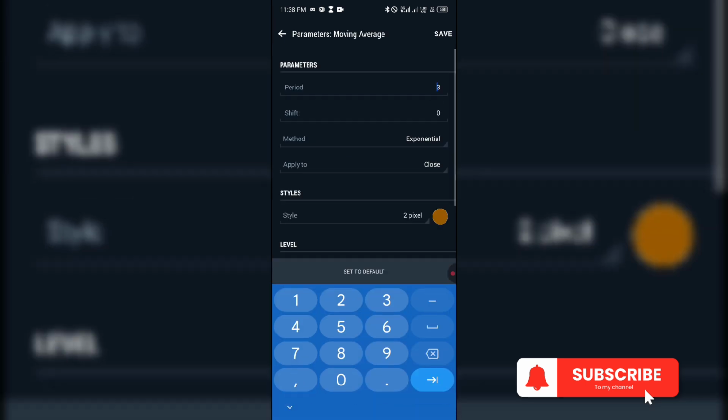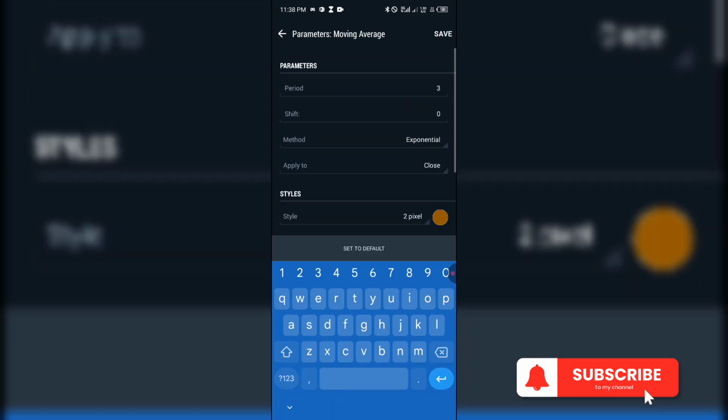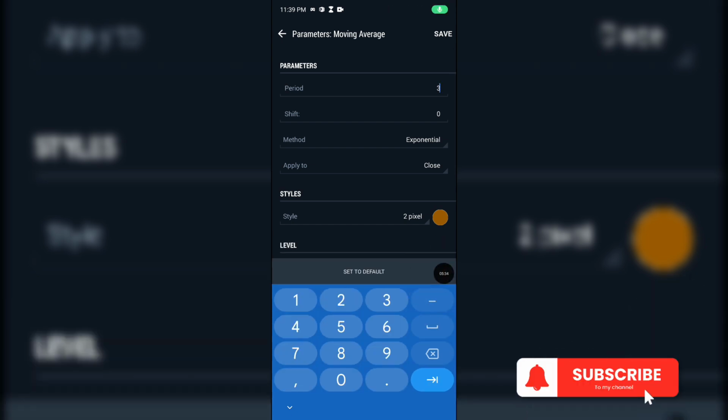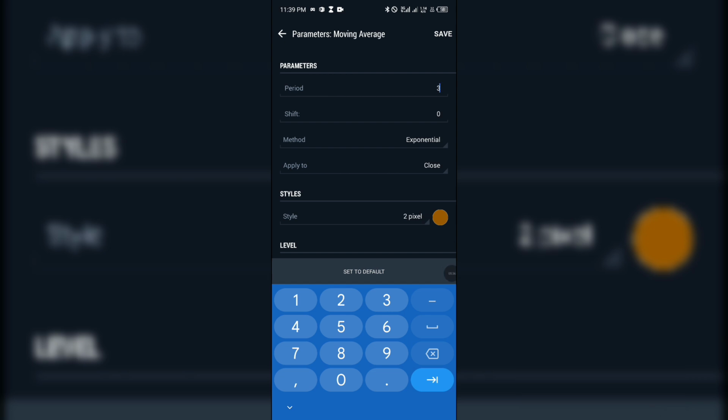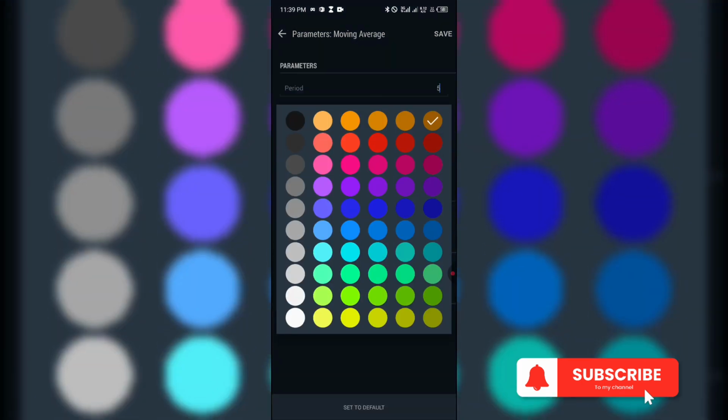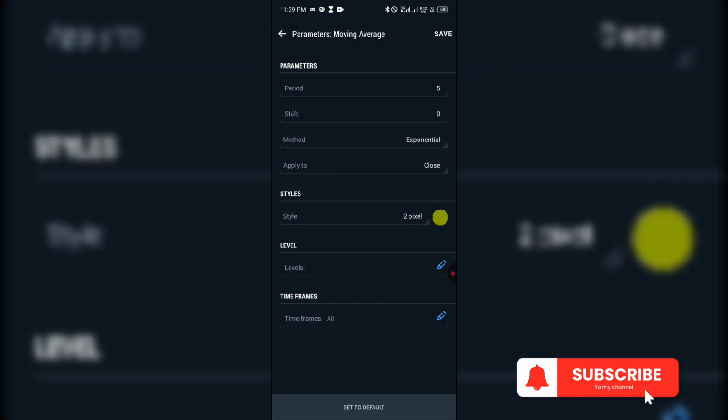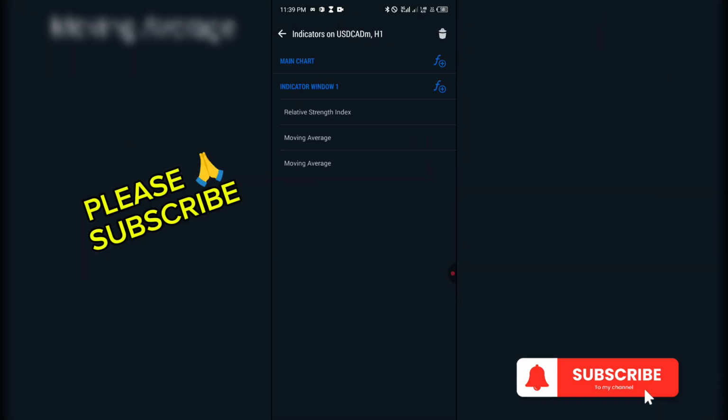The next moving average we have to add is the 5 moving average. We're just going to change this to 5, leave every other setting, the shift 0, method exponential. Then all we need to do is change the color. Let's use this color down here, and click save.